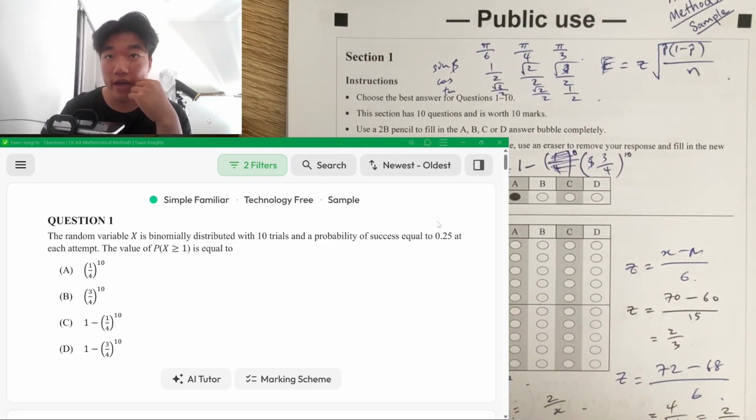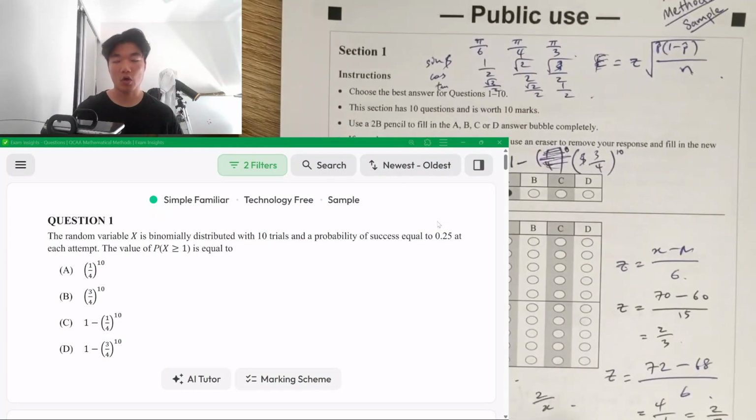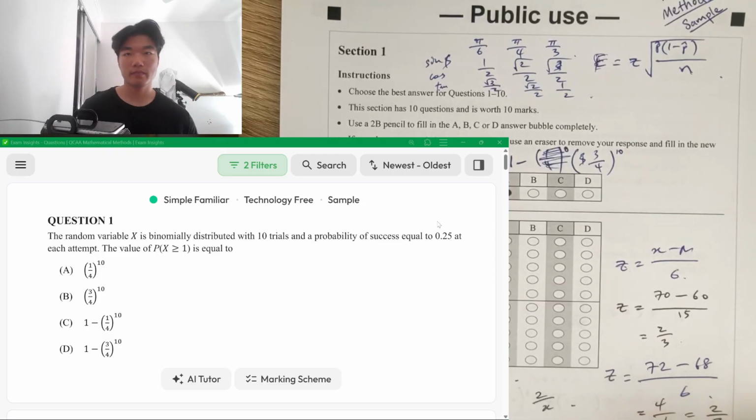The random variable x is binomially distributed with 10 trials, so n equals 10, and it's a discrete random variable, and a probability of success equal to 0.25. So this is tech free as well. So p equals 1 over 4. The value of the probability of getting x is greater than or equal to 1 is equivalent to, and then we get 4 different options.